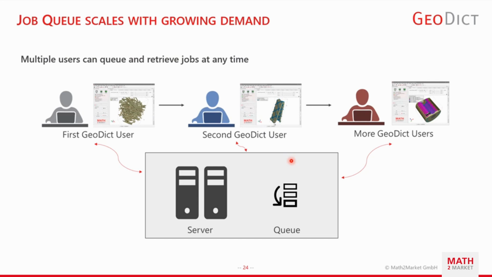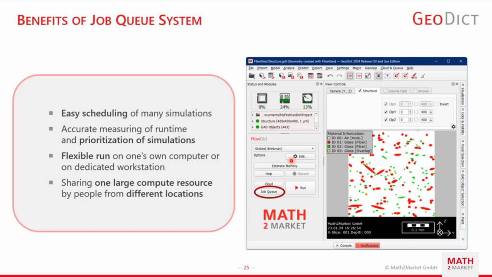instance, the job queue is quite good when you have multiple GeoDict users and one strong workstation to compute the different jobs, and it's quite easy to run it. So I'm going to show it in a moment, and it gives quite a good degree of freedom on setting the priority or getting the results directly from the job system. So let me go into GeoDict once more.